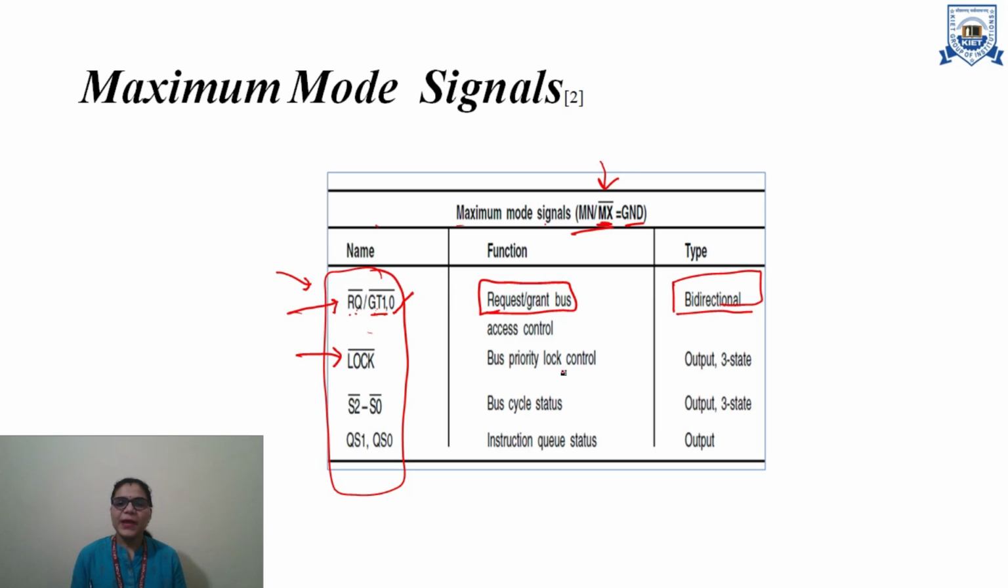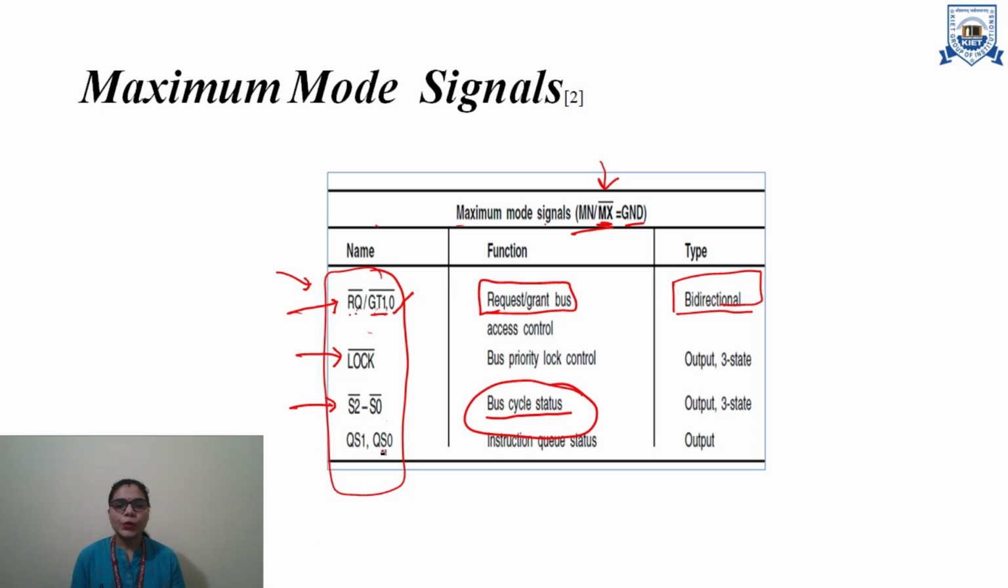LOCK bar, bus priority lock control. This pin will define that the bus priority has been locked, so no more processors can request the buses. Next, status S0 to S2. This will define the status of the bus cycle, whether it is a memory read operation, memory write operation, an instruction or code fetch, or an input-output related operation, or interrupt acknowledge. So bus cycle status will be defined by S0 to S2.